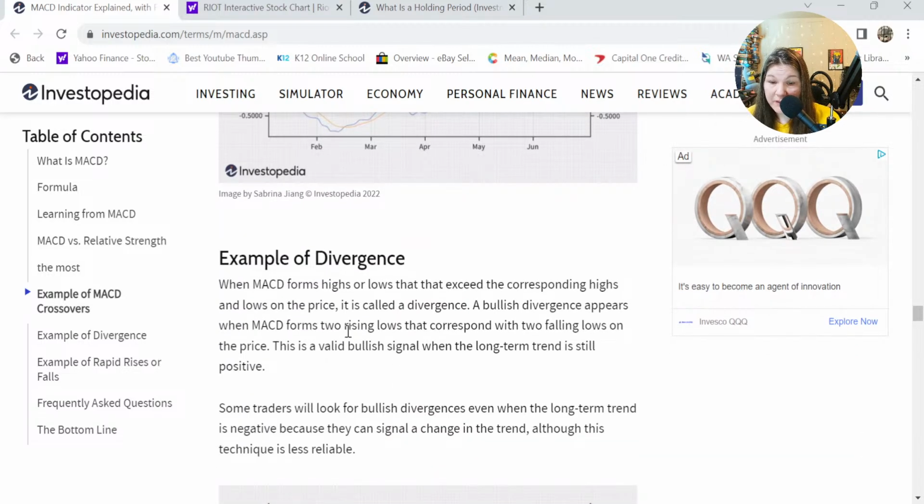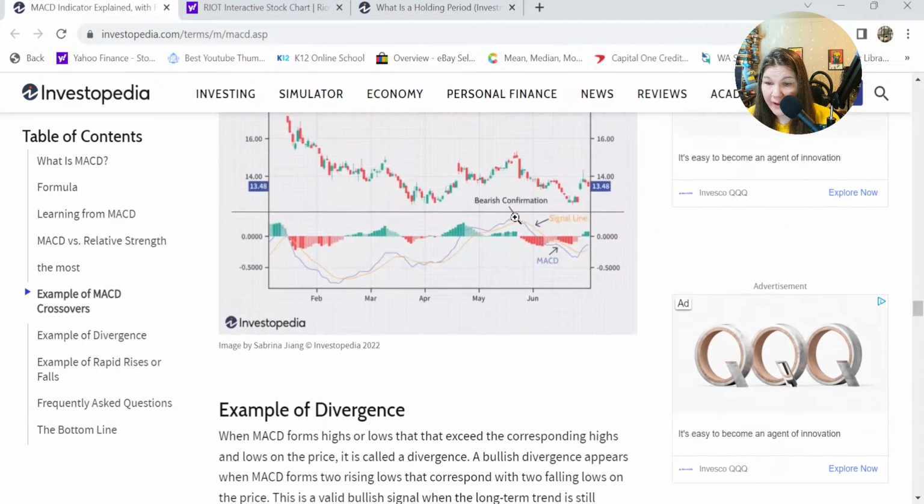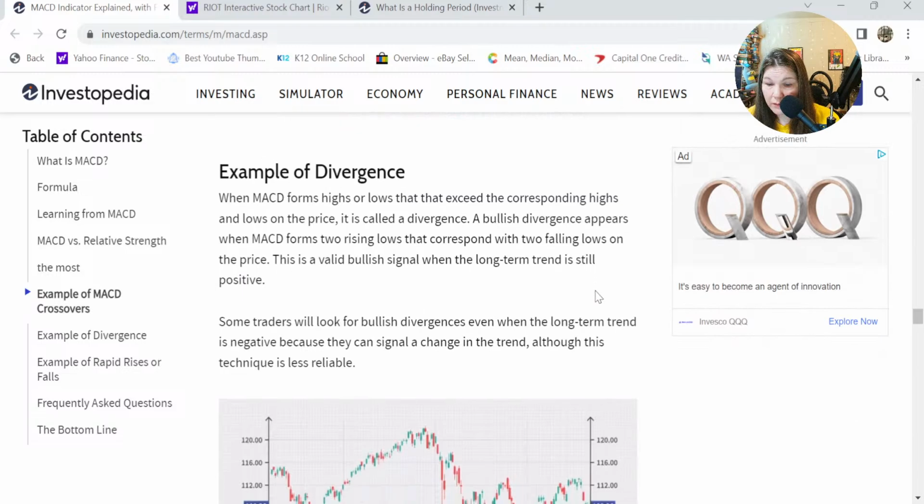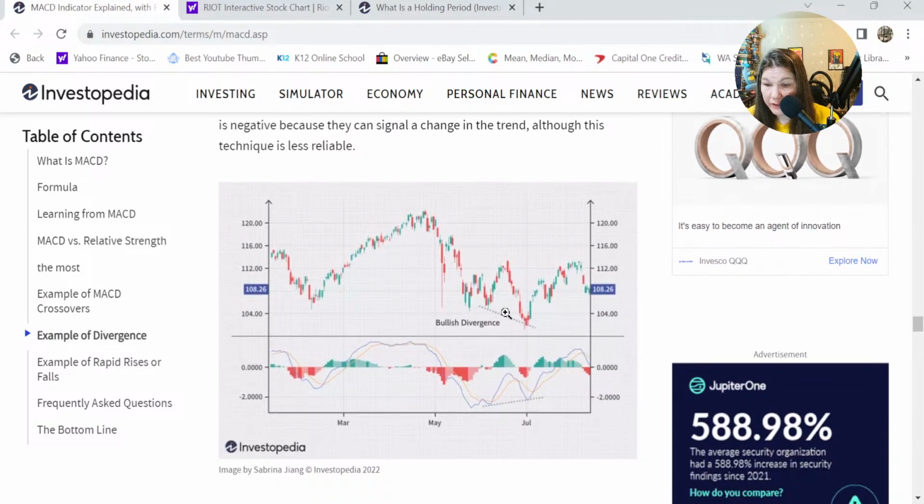When MACD forms highs or lows that exceed the corresponding highs and lows of the price, it's called a divergence. So let's see a divergence. A bullish divergence, see how it went lower? This is a new low. It was here, it went here, here, and now it's here. It's all the way a new low. This is called a bullish divergence. See how the MACD line touched down at a new low? That's a bullish divergence.